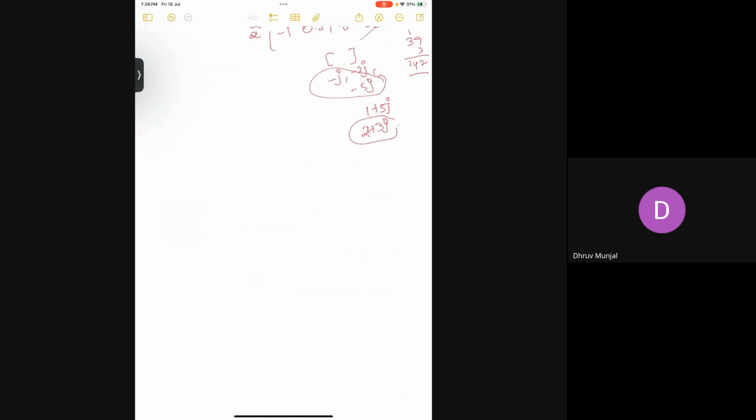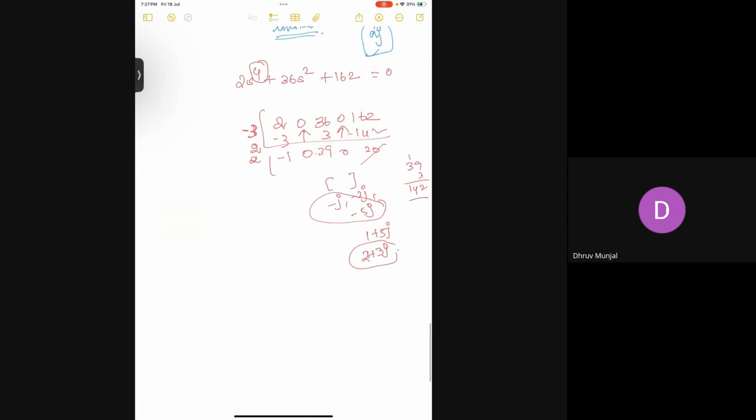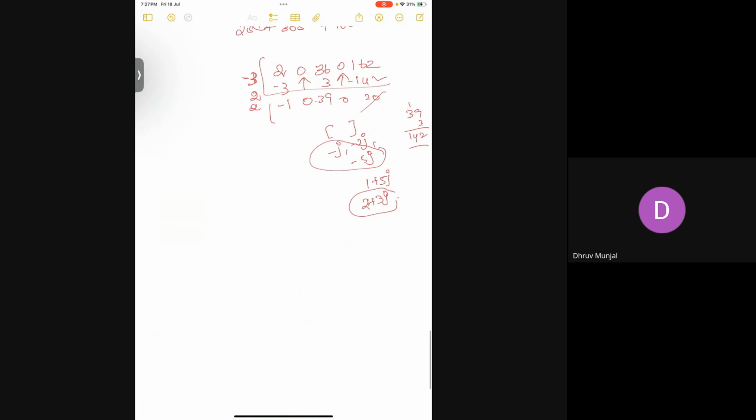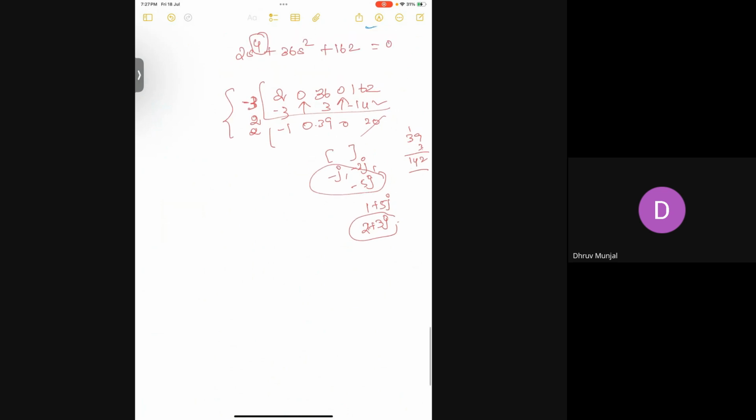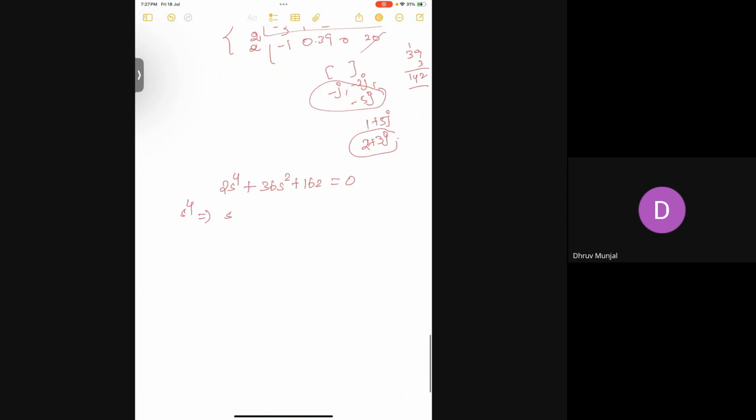See, if this is s power 4, finding the roots is possible, but it will take a longer time, right? So the easy step is to set it equal to 0 and replace this s power 4 with a power 2, or some other variable squared, so that you can write it in terms of a square and find the roots easily. If I take a equal to s square, then this will be a square plus 36a plus 162 equal to 0.